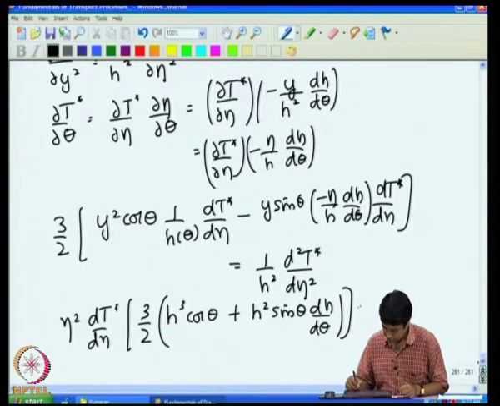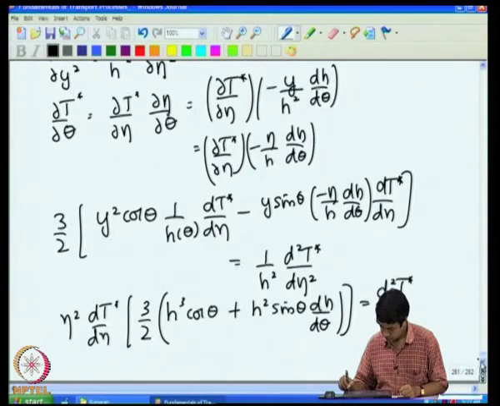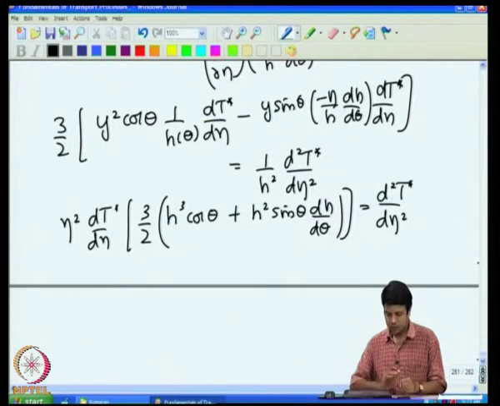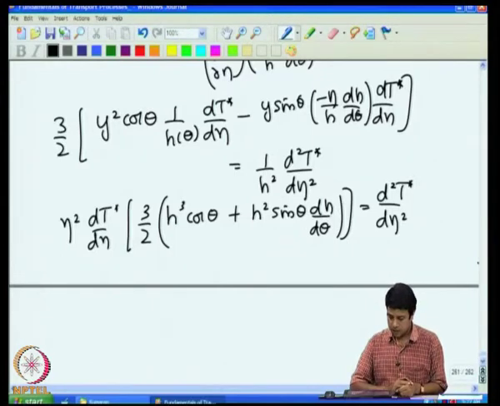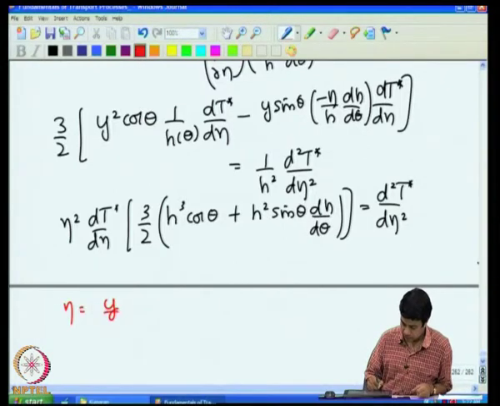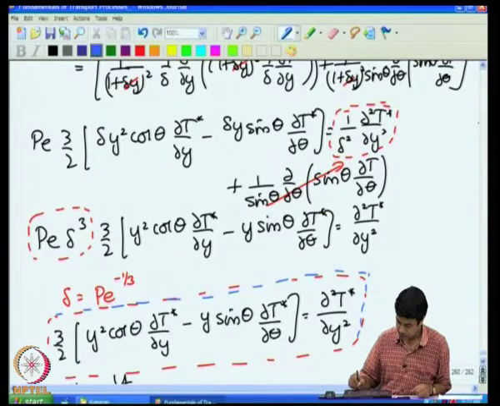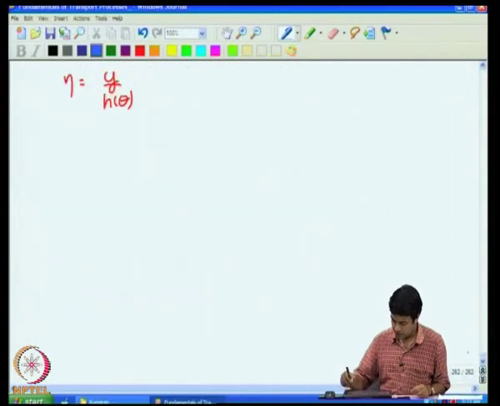Okay. This is equal to d square T by d eta square. So, I just substituted in terms of the similarity variable. Recall that I used the similarity variable eta is equal to y by h of theta, and used this in this original equation. I just substituted within this original equation, and I ended up with this equation.